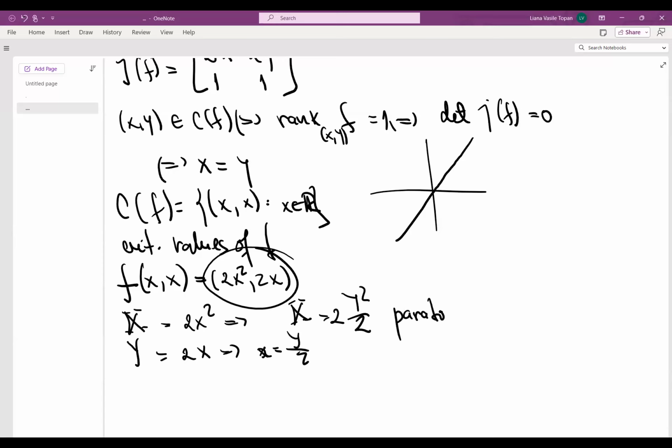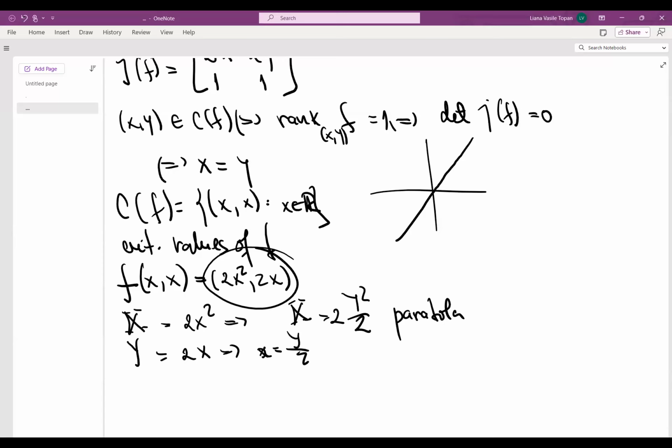A parabola. So we have a whole parabola of critical values, and any point which is off this parabola is a regular value for the function. Okay, so I hope it gets a little bit clearer now.